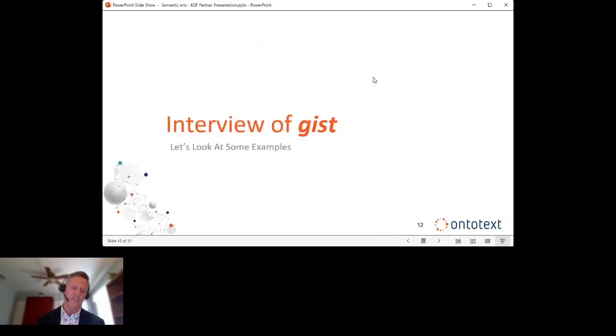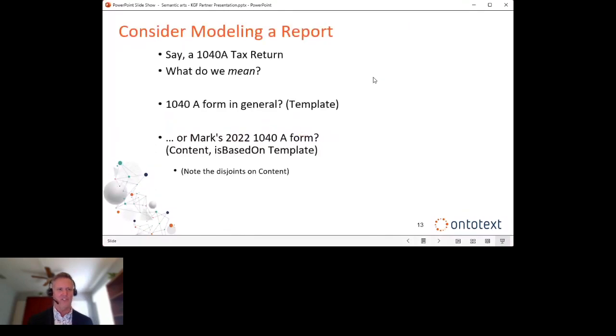This is our interview of GIST, looking at some example applications. I'm going to have about 3 or 4 examples here. Consider you're going to model a report. You're doing this ontology modeling. Someone says, I want to model a report. Let's say it's, in the United States, something called a 1040A tax return. Having GIST helps me think about, well, wait, what do I mean when I want to model a report?